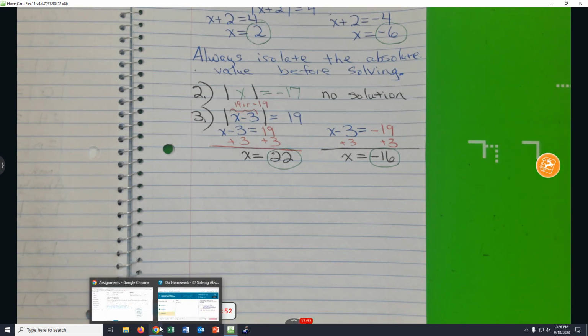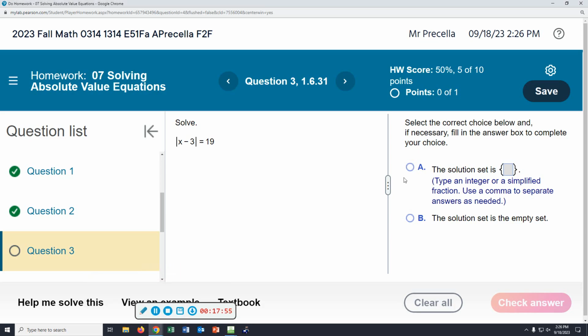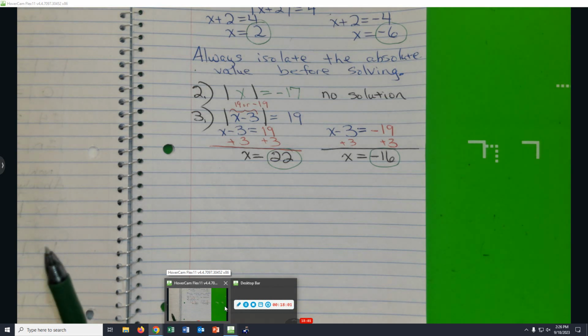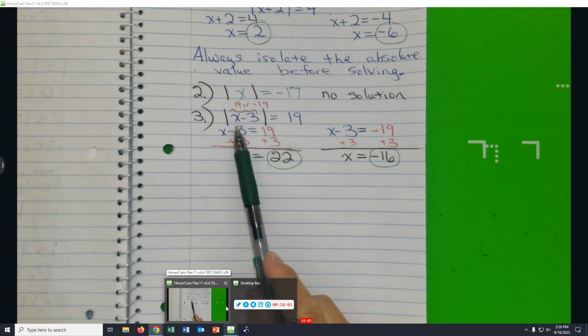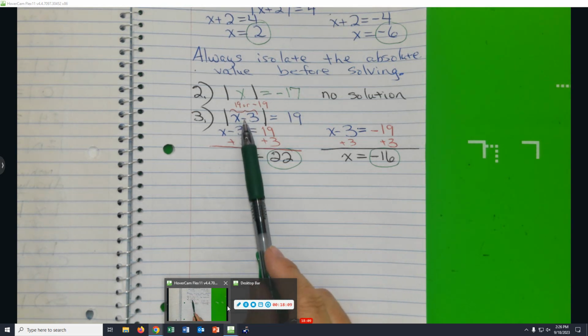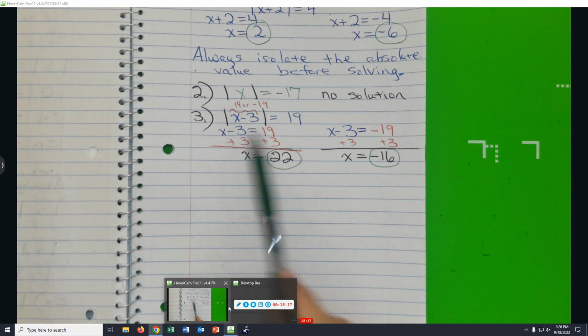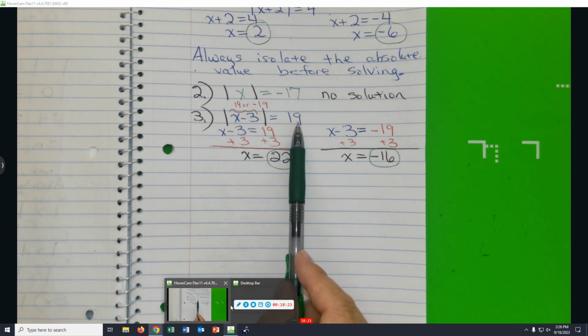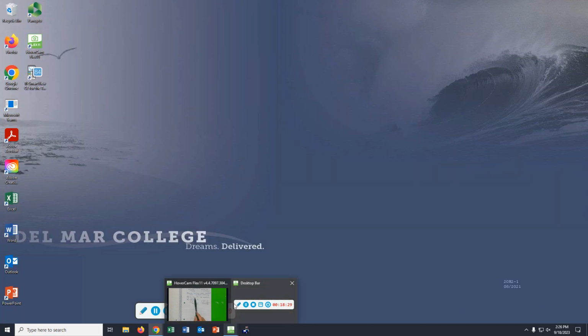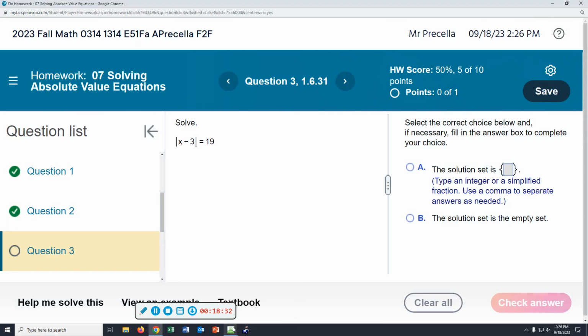Any questions there? A word of warning. The absolute value of A minus B does not equal the absolute value of A plus the absolute value of B. That x minus 3, it's staying at x minus 3. You don't just go through and change the negative signs that are within the absolute value. Notice that x minus 3, I still work with x minus 3. 22 minus 3 is 19. The absolute value of 19 is 19. Negative 16 minus 3 is negative 19. The absolute value of negative 19 is still positive 19.